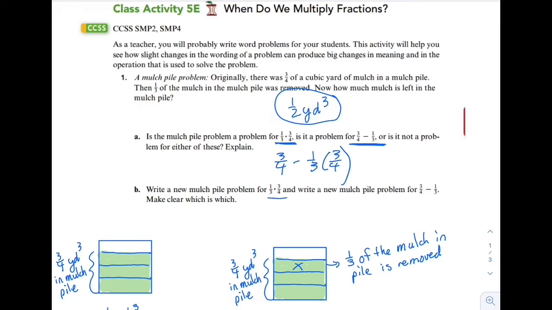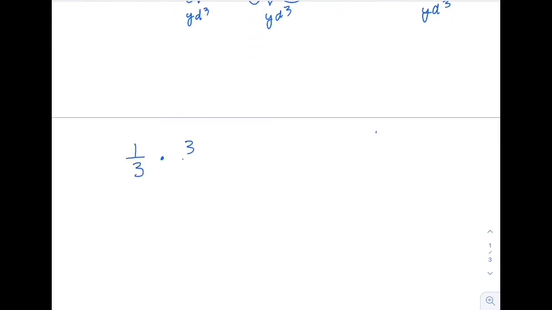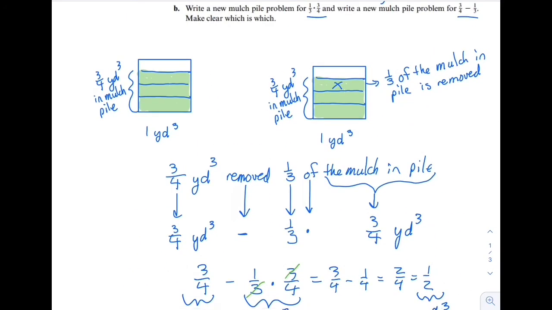So let's write a word problem that actually could be solved for each of these. We'll do one that's very similar. Let's start with the 1/3 times 3/4. So what would that one look like? One-third of 3/4 of a cubic yard. And what is this? This is the mulch in the pile. So we can take our problem and just reword it a little bit. We know the answer here is 1/4. This is referring to one of these bars.